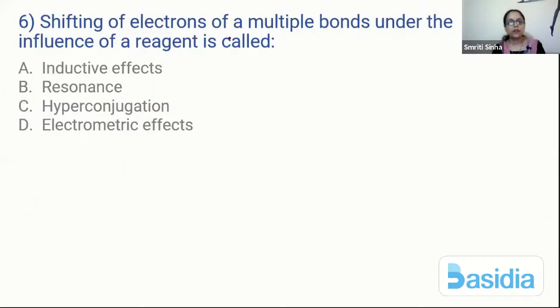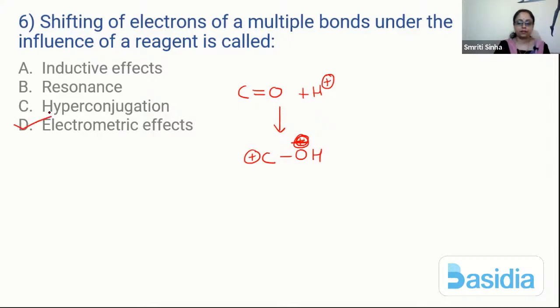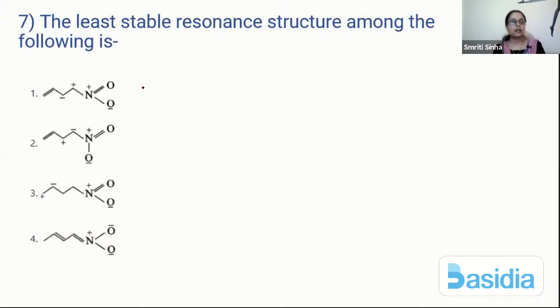Next, shifting of electrons of a multiple bond under the influence of a reagent is. So if you are shifting multiple bond electrons under the influence of a reagent, that is called, sorry, this is actually called the electrometric effect, and this is a temporary effect.